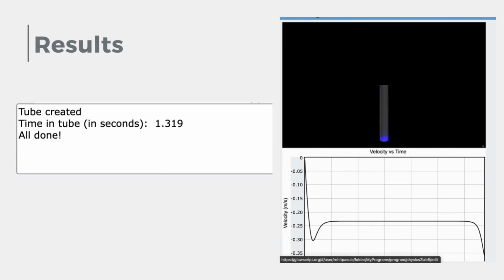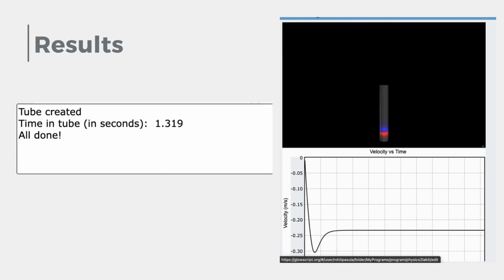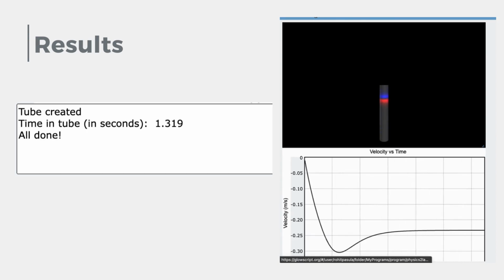The model shown is a visual representation of the bar magnet falling through the tube. The computational time was approximately 1.32 seconds.